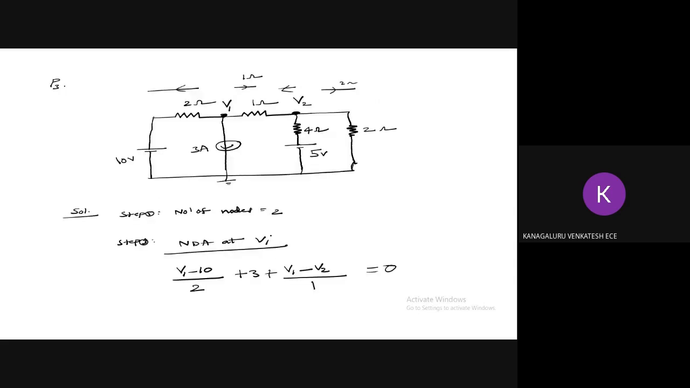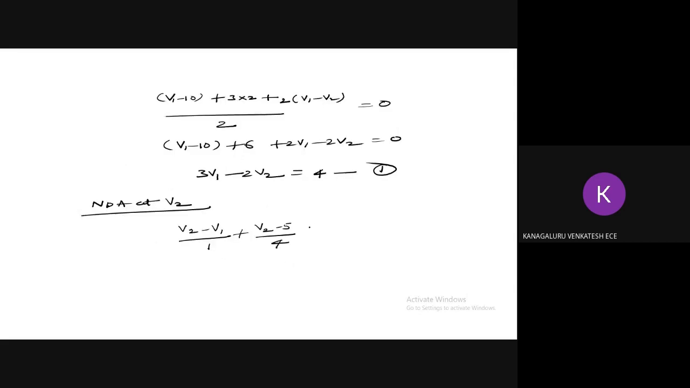Third branch, only 2 ohms is there. No other voltage. So it is going to be V2 by 2 equal to 0. Now LCM is 4. It is going to be 4 into V2 minus V1, and then V2 minus 5 plus 2V2 equal to 0, divided by 4. If you take that to the right hand side, it's going to be 0.